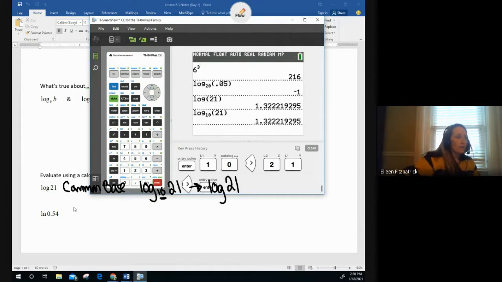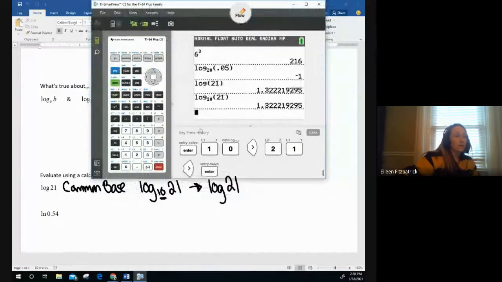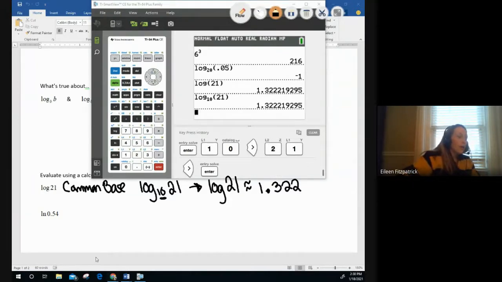All right, so log of 21 is approximately 1.3. It says round to nearest thousandth, so 1.322. Okay, so I'll write that down. This is approximately 1.322. Okay, next we have ln, which we're going to talk about in, I think, the next lesson, if not the one after that.